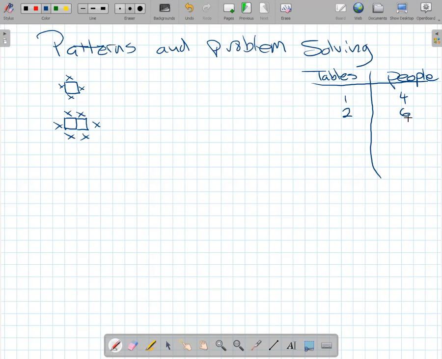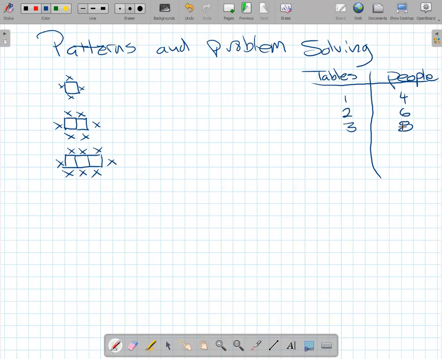And anytime I'm trying to solve a problem, I'm always going to have scribbling and some way to consolidate that work, to neaten it up, try and find a pattern. And I'm not going to draw all the way up to 22 people. I'm just going to draw a couple more stages of this. If I have 3 tables, then I'm going to have 3 people top and bottom and 1 person on each side. So that's 6 plus 2 is 8. And I'm starting to see a pattern develop. 1, 2, 3 tables, 4, 6, 8 people.